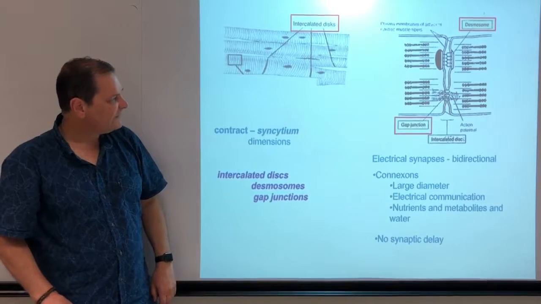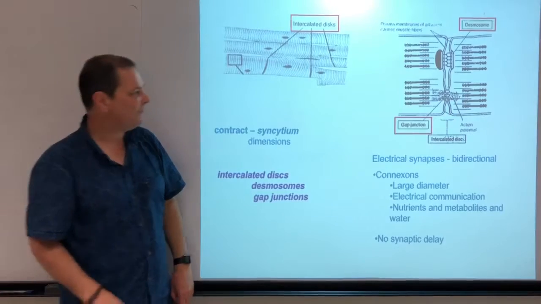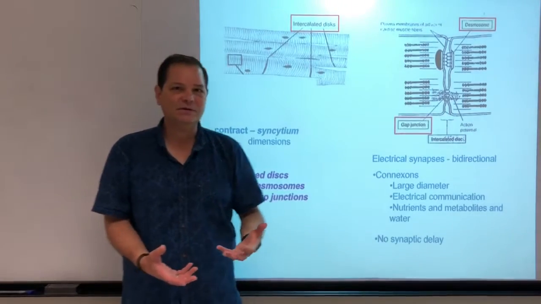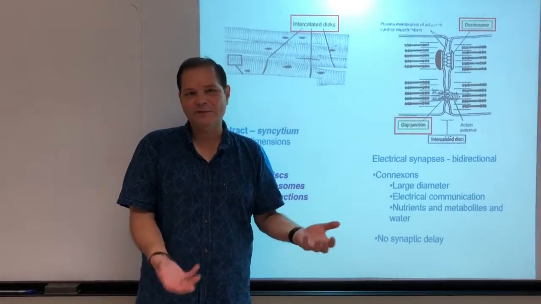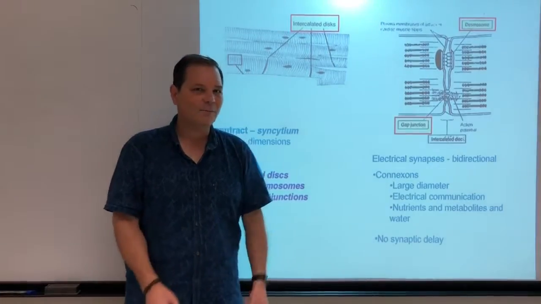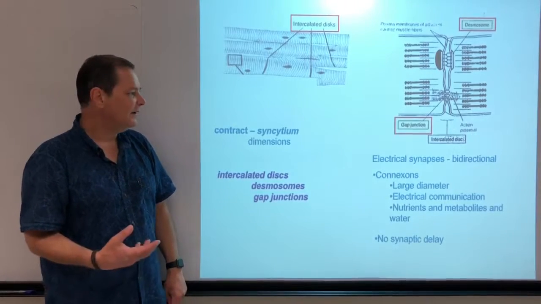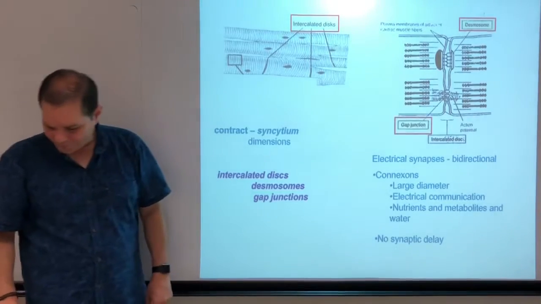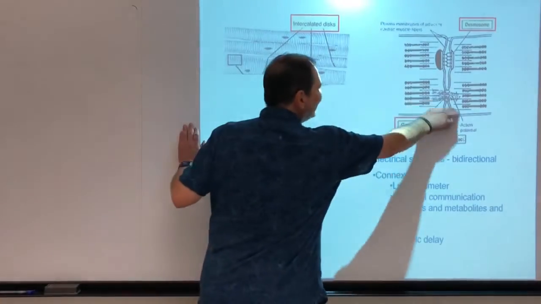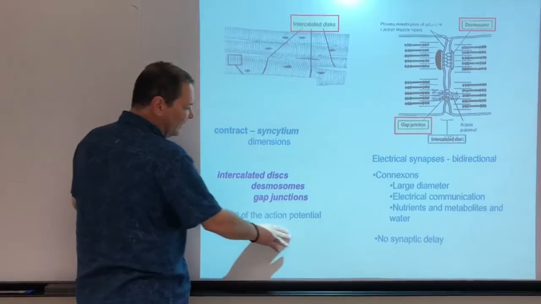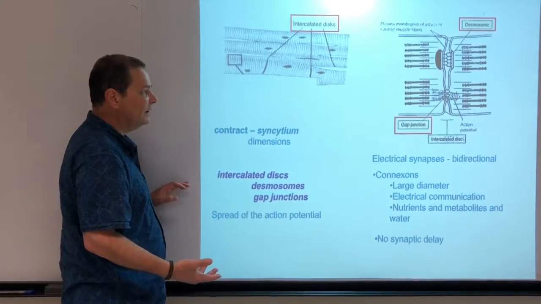There is no synaptic delay in an electrical synapse. So synapses are points of communication between cells where one cell will cause another one to be stimulated. Typically, we'll talk about that in a great deal of detail in later lessons. But the reason why that's important here is because the existence of these gap junctions allows the spread of the action potential through the heart, which we're going to introduce in a moment.